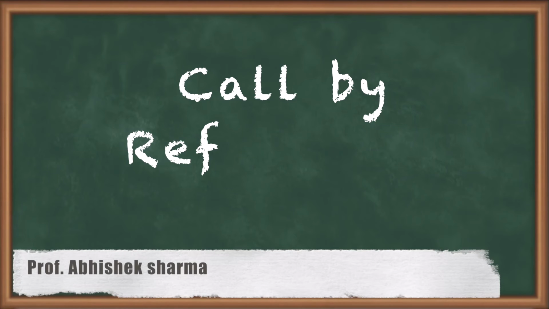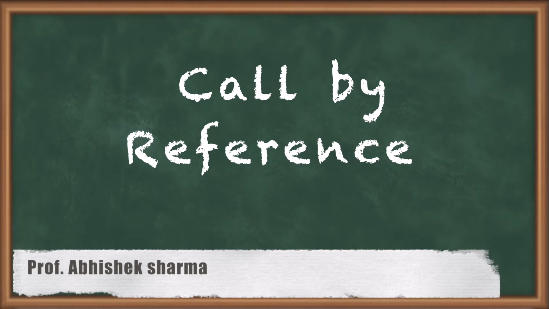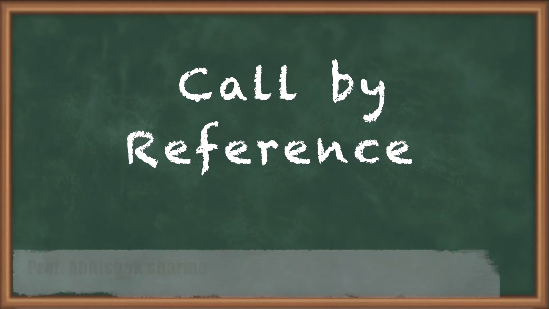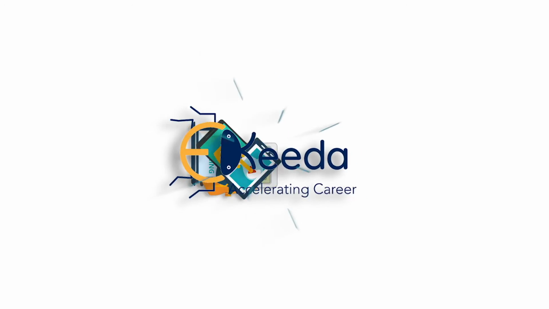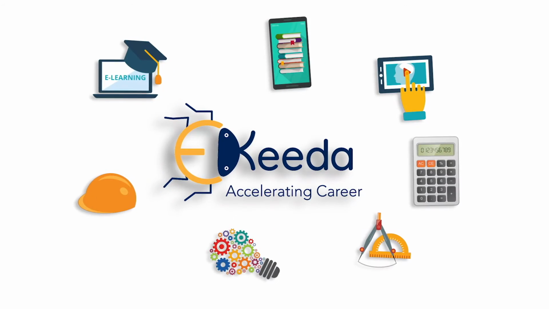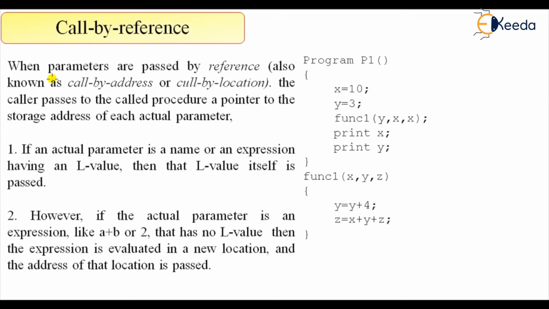Welcome again. The next parameter passing mechanism we are learning is call by reference. When parameters are passed by reference, let me read it out and then we'll talk about it. Reference, also known as call by address or call by location. The caller passes to the called procedure a pointer to the storage address of the actual parameter.